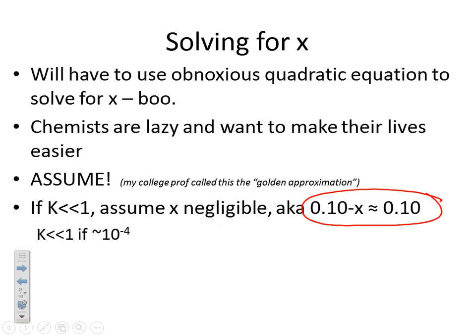Now the reason that this assumption is quite often valid: if K is significantly less than 1, that means that you really don't have a lot of products at all, correct? It means that you have a lot of reactants, right? If it's products over reactants and K is very small, you have a lot of reactants and not so many products. So X is very, very small. And we're saying that X is so small that when we subtract it away from 0.1, we still essentially get 0.1 because X is so tiny, it's not really having an impact on the 0.1 value.